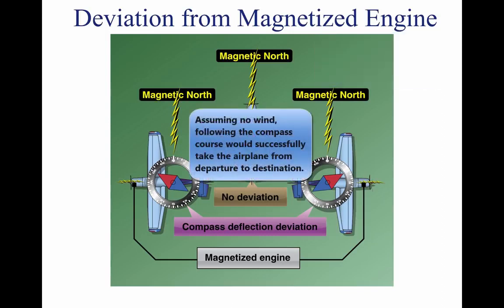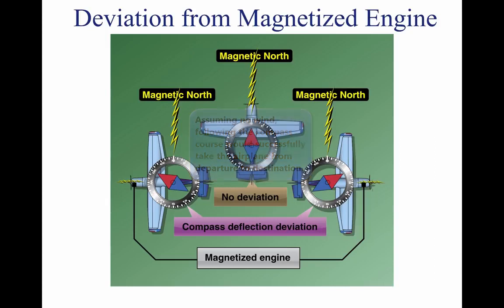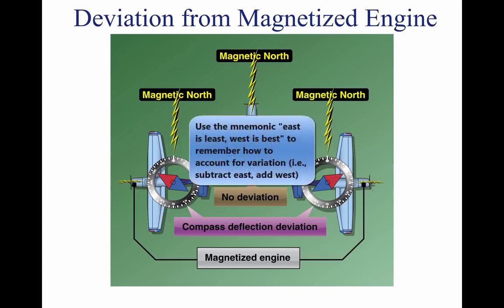Therefore, the compass course, when followed, in a no-wind condition, takes the aircraft from point A to point B, even though the aircraft heading may not match the original course line drawn on the chart. Remember, if variation is west, add. If east, subtract. One method for remembering whether to add or subtract variation is the phrase east is least, subtract, and west is best, add.